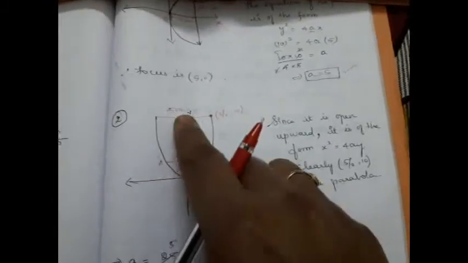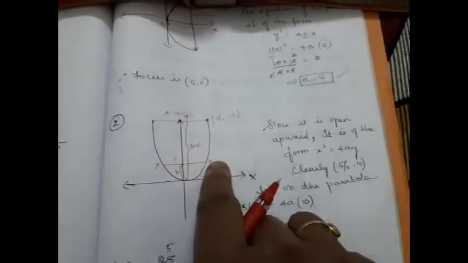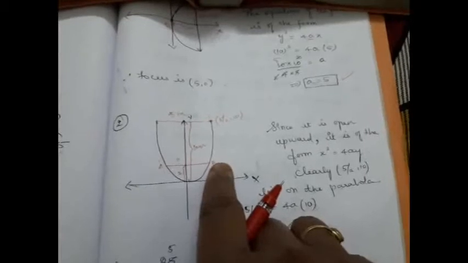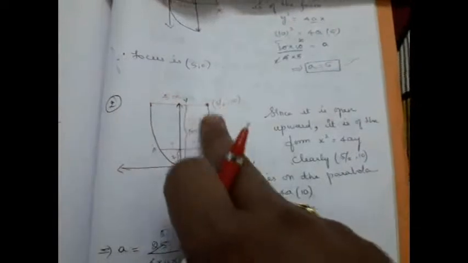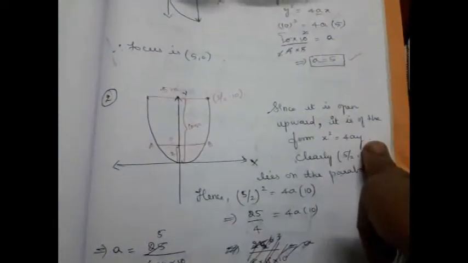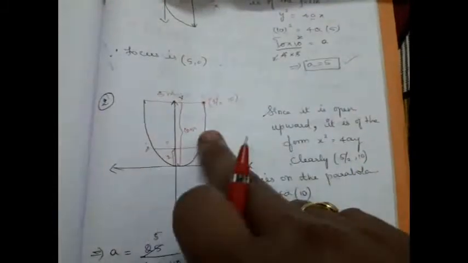Hope you got it. The height is given, the width of the base is given. They asked you to find how wide it is 2 meter from the vertex. So we need to find the length of AB, right? So how to find it? Again the same procedure. We know it opens upward, therefore the equation is going to be x square equal to 4ay. If we know a point on the parabola, we can substitute and find the value of a.